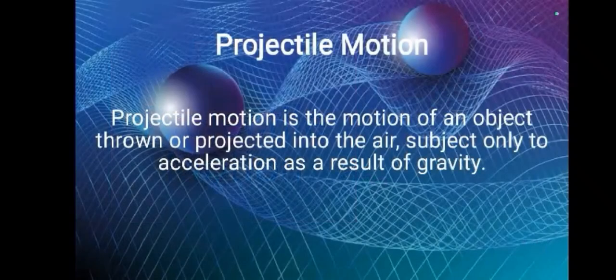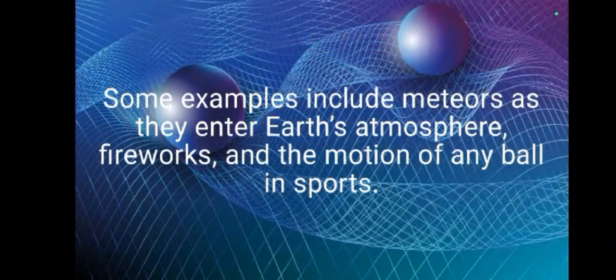What is projectile motion? Projectile motion is the motion of an object thrown or projected into the air, subject only to acceleration as a result of gravity. Examples are a meteor as it enters Earth's atmosphere, fireworks, and the motion of any ball in sports.